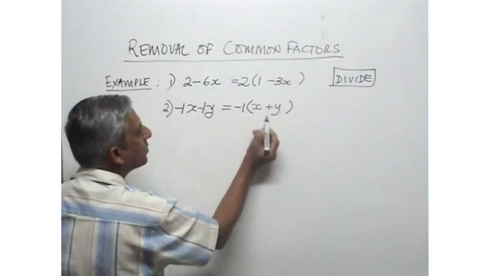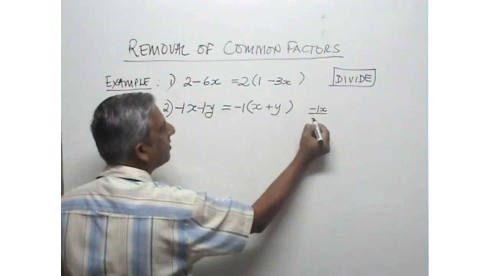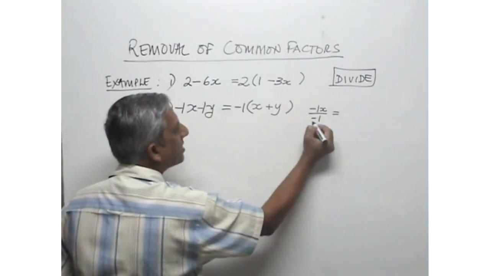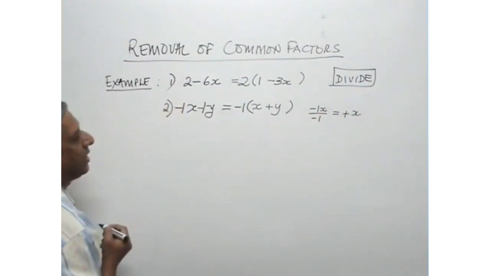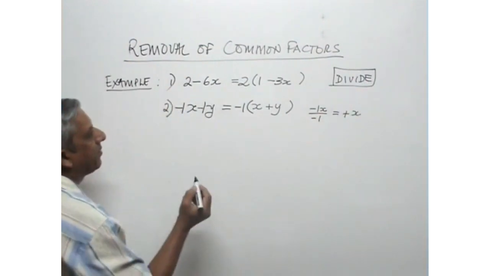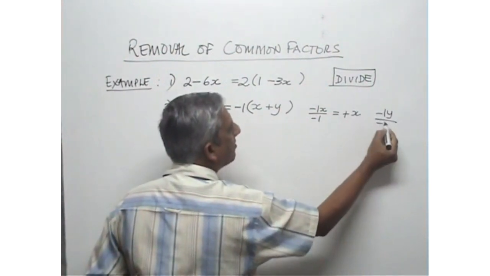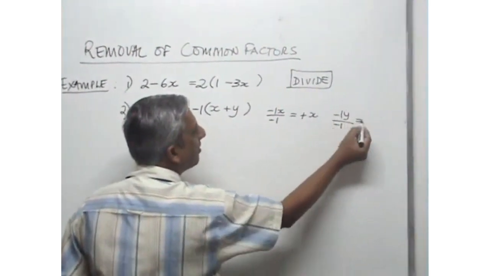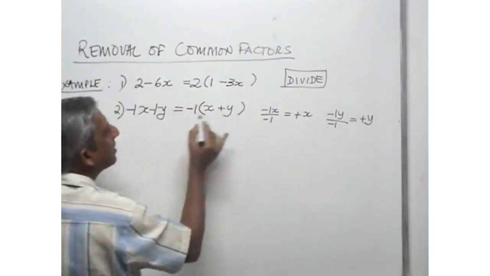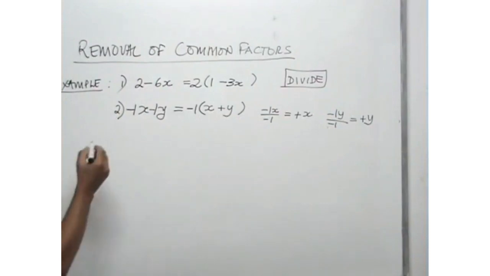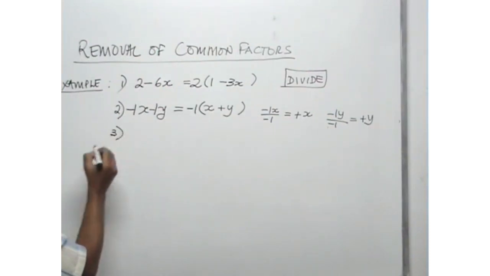You get plus y. If I had to actually show it to you, I'm taking minus 1x, I'm dividing it by minus 1. Minus divided by minus gives you plus, and that's how you get x. Well, x over 1 is x. Similarly, we're taking minus 1y, we're dividing it by minus 1. Minus divided by minus is plus, and y over 1 is y, and that's how we got the y. Alright, so in the second example, the common factor was minus 1.